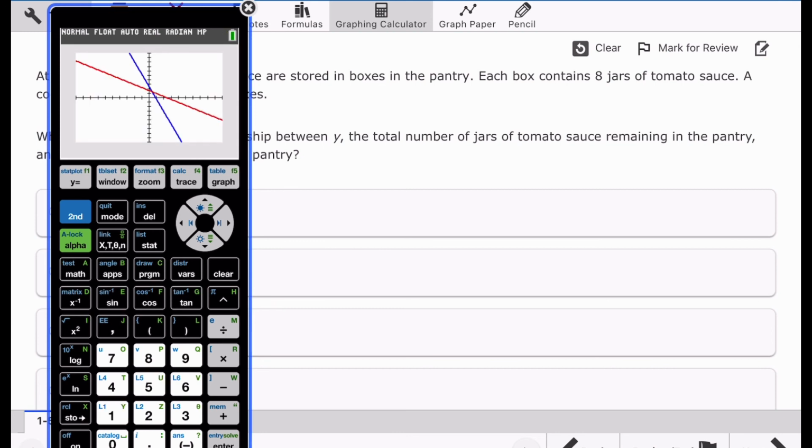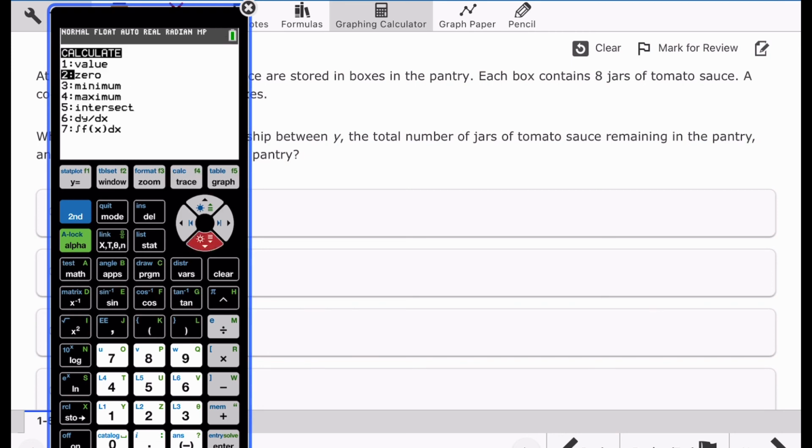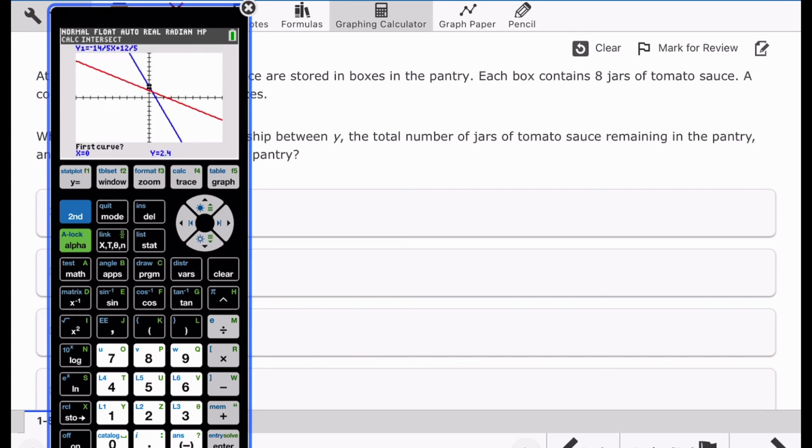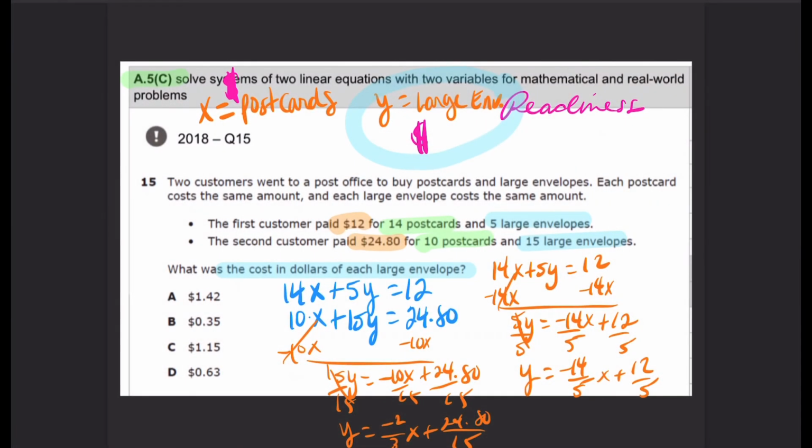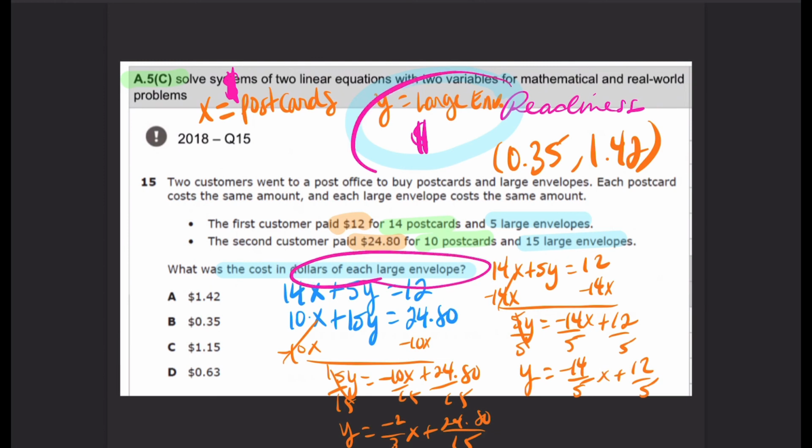And if I graph it, here is the graph. I see the point of intersection, so second trace, number 5 intersect. So here is my point of intersection. It is 0.35 comma 1.42. So 0.35 comma 1.42. Question is asking for the cost of the large envelope that is being represented by the y. So the answer is 1.42.